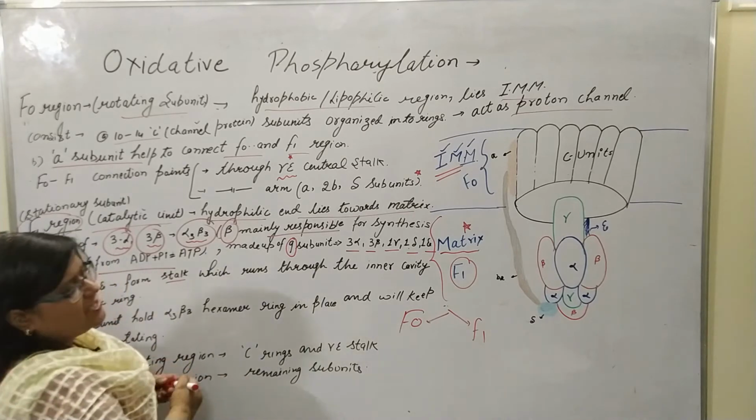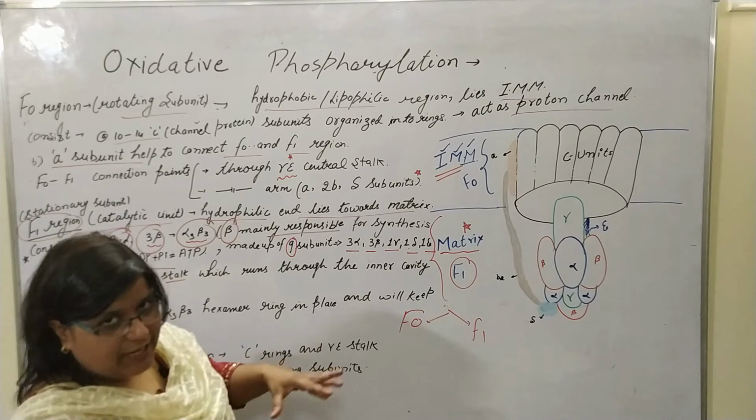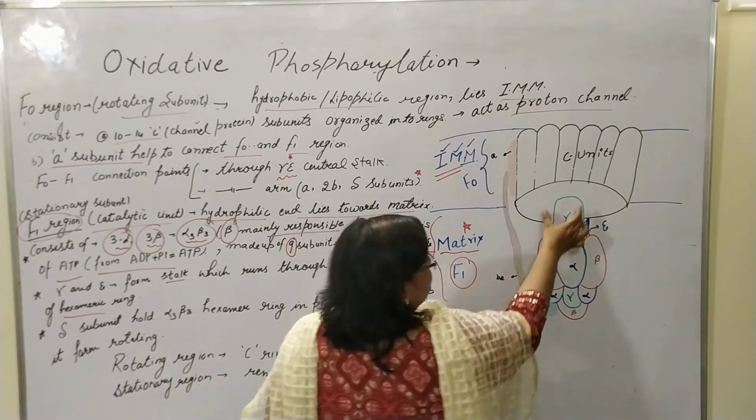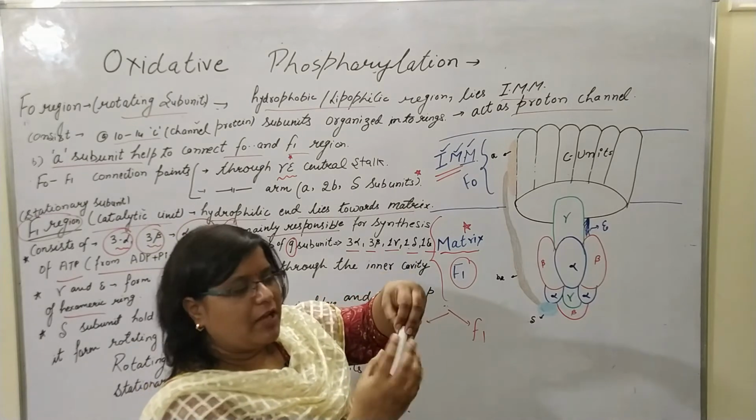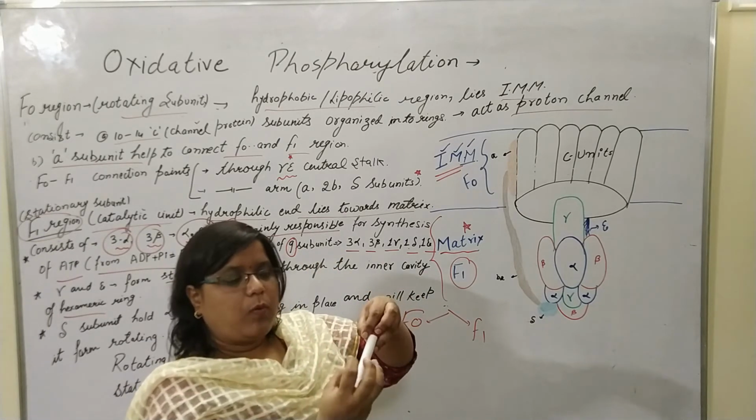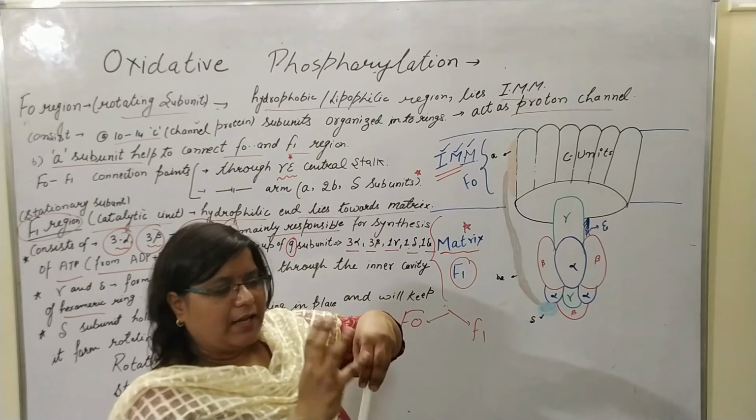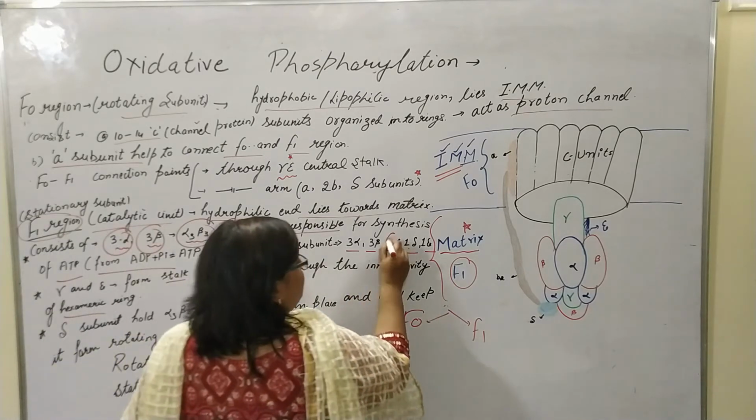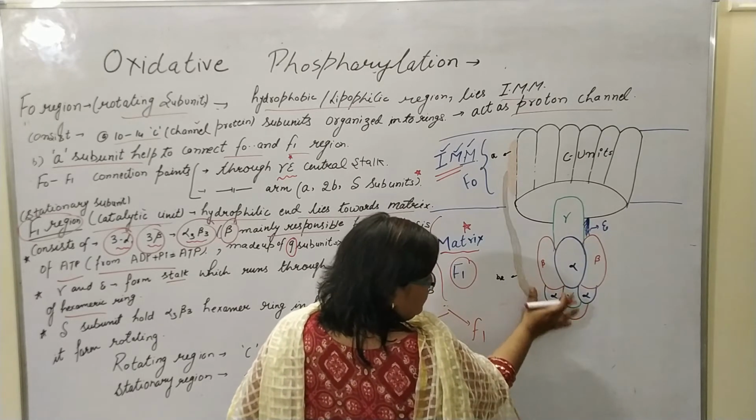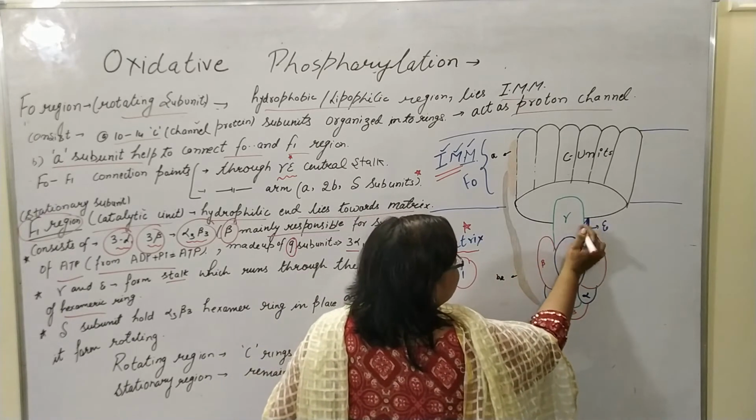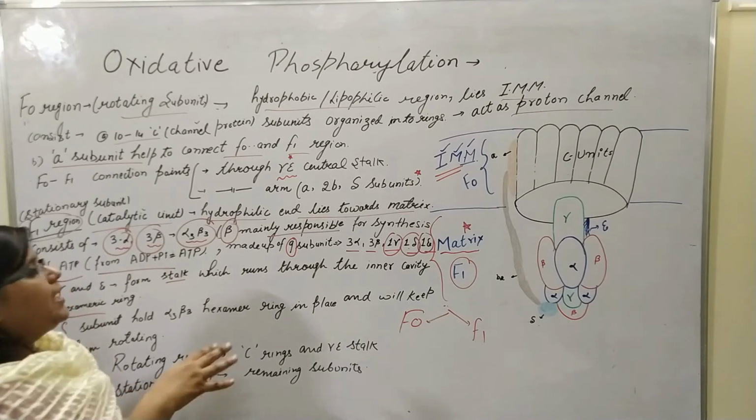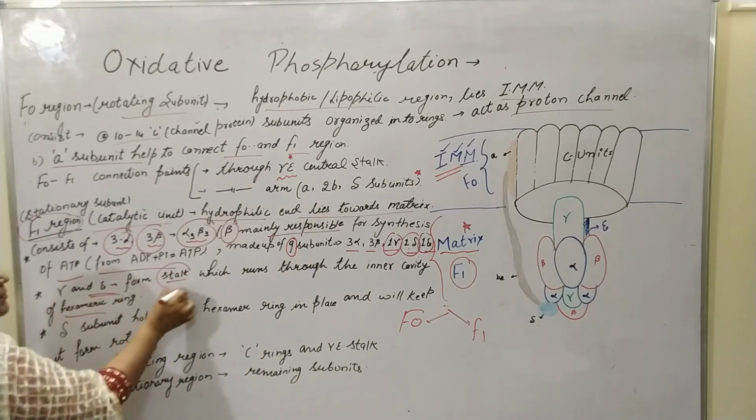The F1 region is made up of 9 subunits: 3 alpha, 3 beta, 1 gamma, 1 delta, and 1 epsilon. The gamma is present in the stalk, which lies between the F1 unit and the F0 unit. The delta is associated with the hexamer ring, and the epsilon is associated with the stalk. Gamma and epsilon form the stalk.